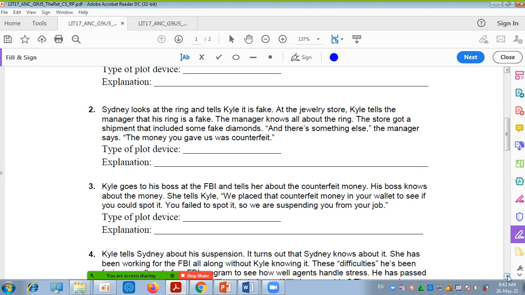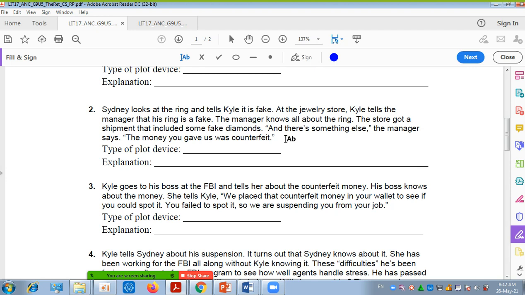Not only this, the manager also told him that the money he gave when Kyle paid for the ring was counterfeit. It means the money was fake too. It wasn't real money. Did you expect that? No. So in this passage, what's happening is beyond your expectation.